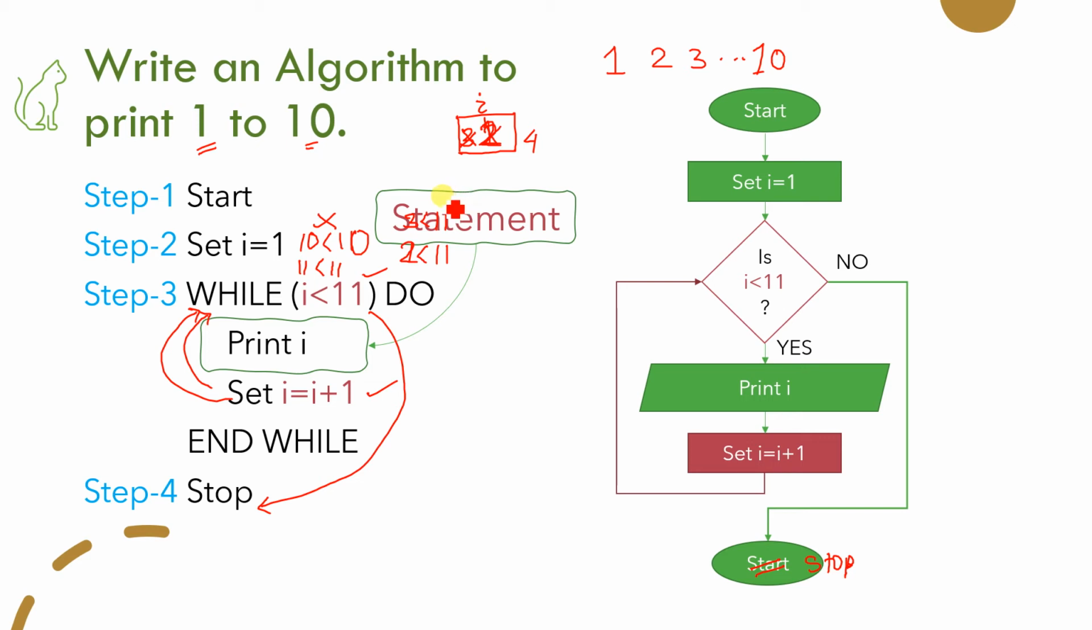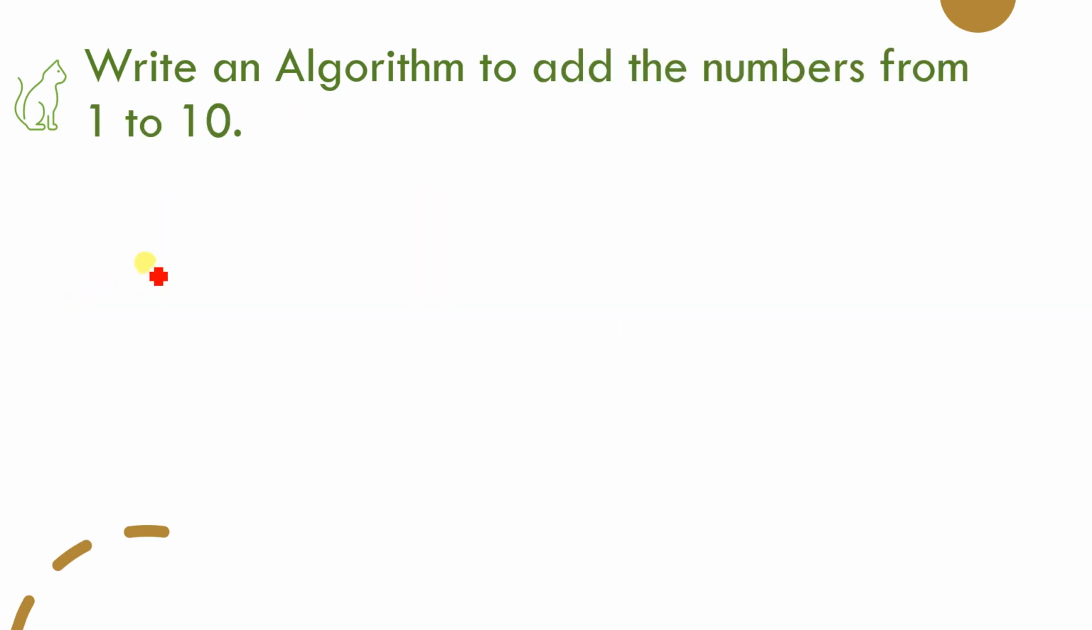So let us go for the discussion of the second one. If you have watched the last video, then it is very much easier to understand this one. So the second question is, write an algorithm to add numbers from 1 to 10. That means I am asking you to find out 1 plus 2 plus 3 plus up to 10 is how much. Okay, so this is the problem given to you. I want to add 1 through 10.